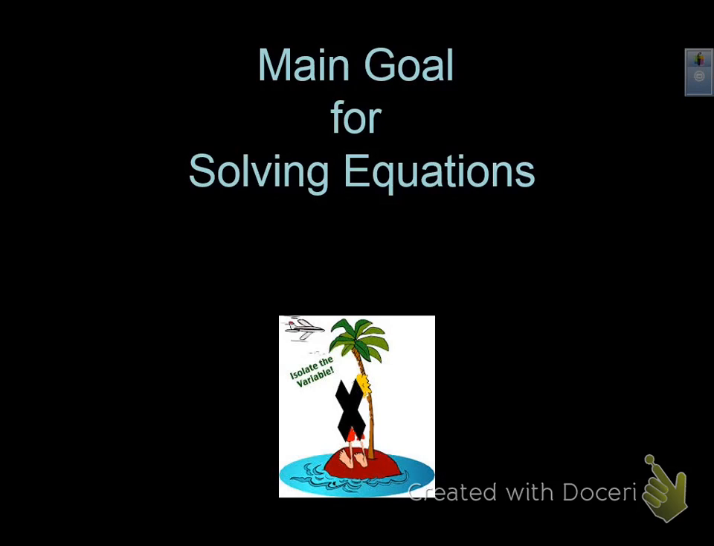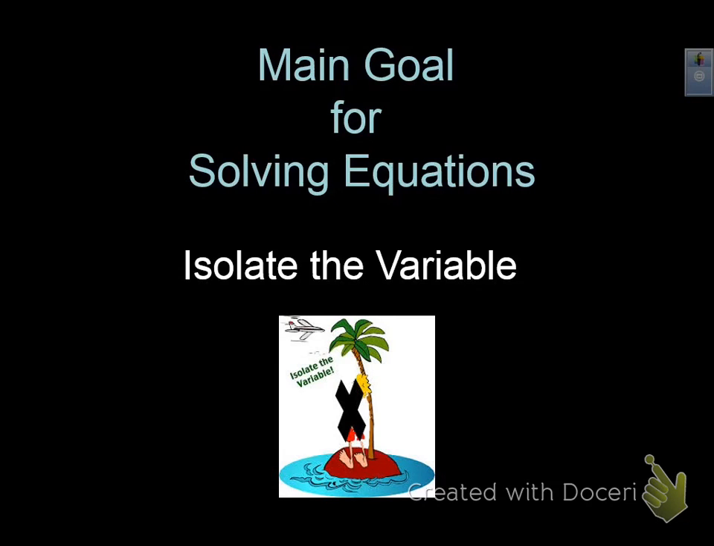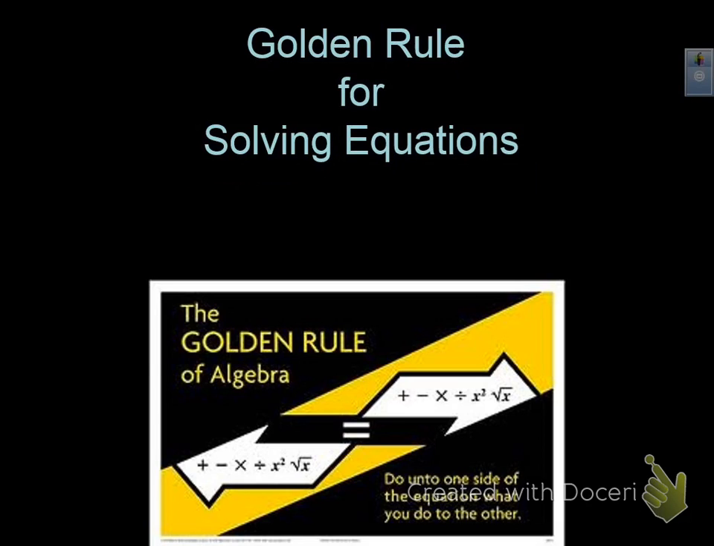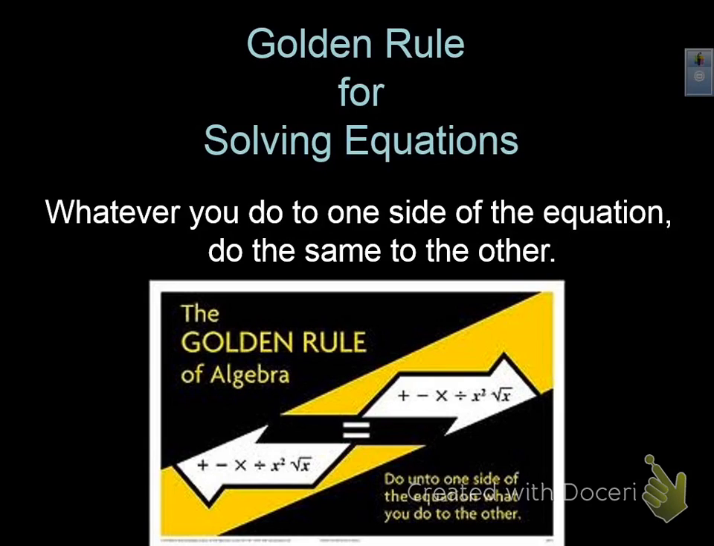Before we begin, we want to do a couple of review items. We want to remember that the main goal for solving equations is isolating the variable. We want the variable to be all by itself. We also want to remember the golden rule for solving equations, or the golden rule of algebra: do unto one side of the equation what you do to the other. We need to be fair to both sides of our equation.